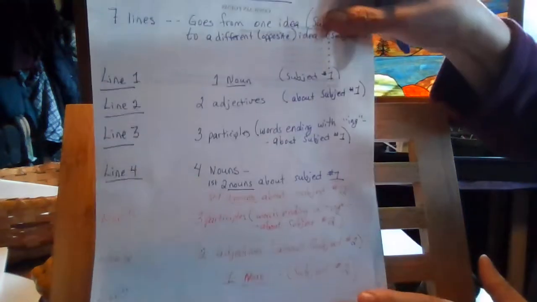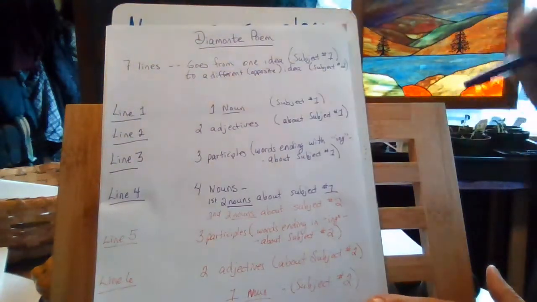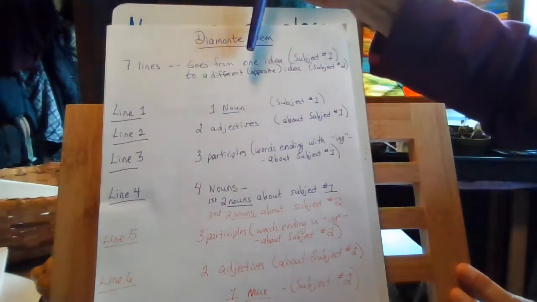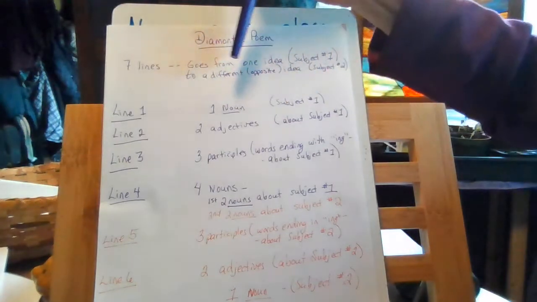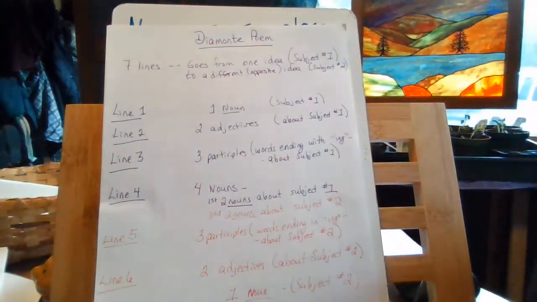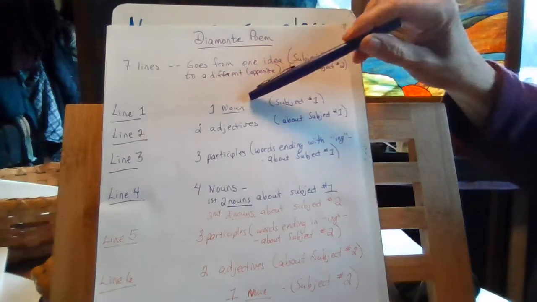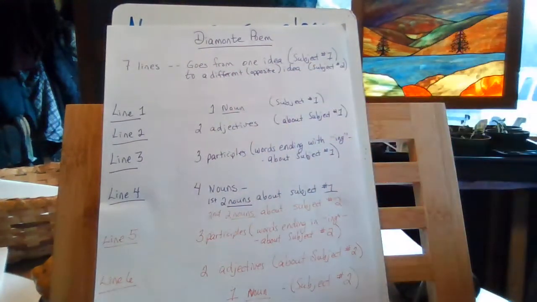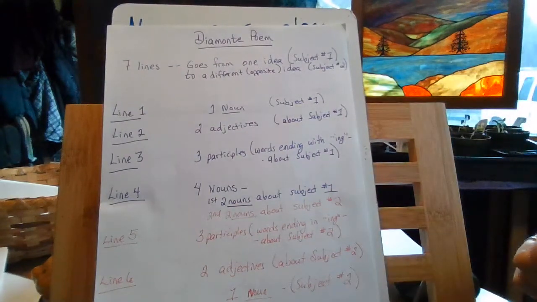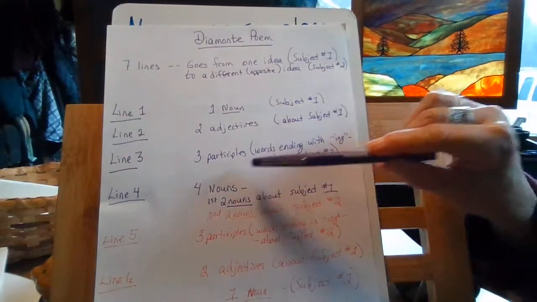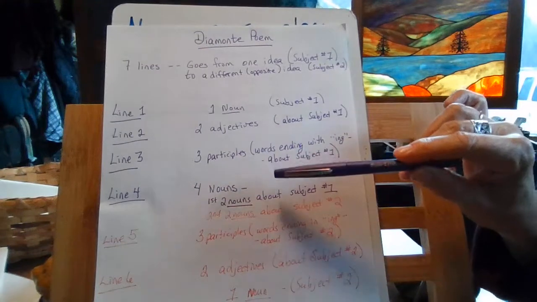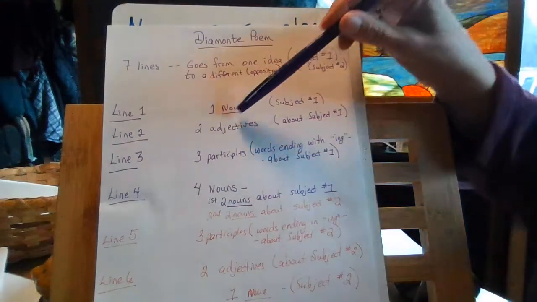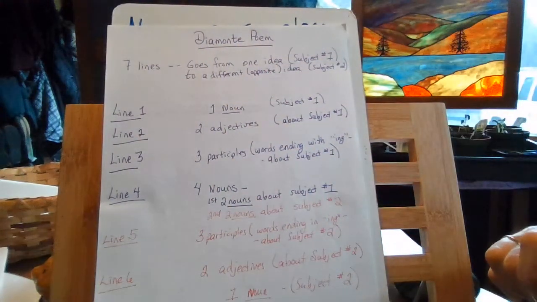So here's how it's put together, okay? Seven lines goes from one idea, subject one, to a different or opposite idea, subject two. Line one, one word, one noun, subject one. Line two, two adjectives about subject number one, or line one. Line three, three words, three participles, three words that end in ing, about line number one or subject one.